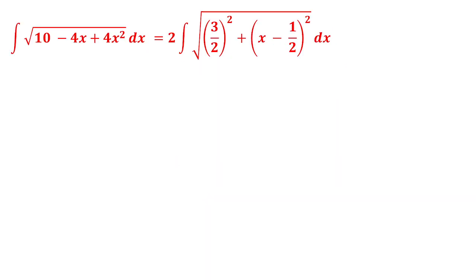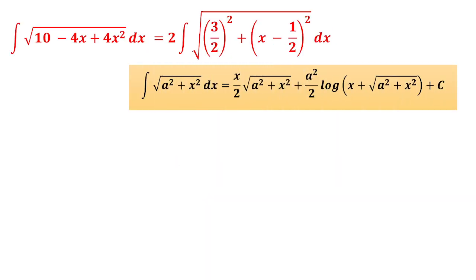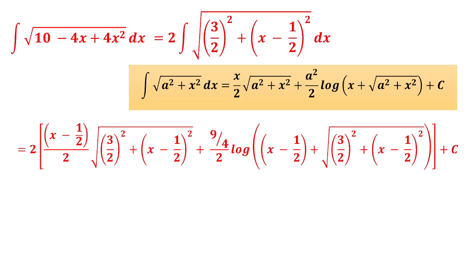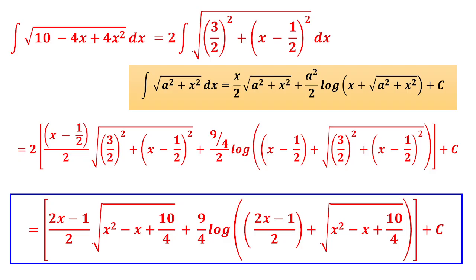2 is already there outside. Now let us recollect the formula for root a square plus x square. X by 2 into the square root plus a square by 2 into log of x plus the square root. Here in place of x, you are having x minus 1 by 2. In place of a square, you are having 9 by 4. Simply substitute it and come back. There is no need to simplify it. Marks will be given if you simply substitute it. But this is the simplified format for that, by taking 2 as the LCM, then bringing 2 inside.